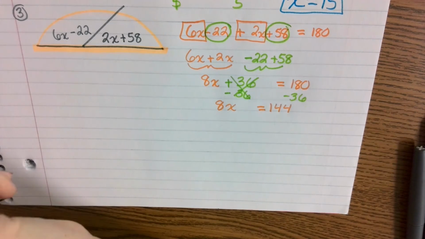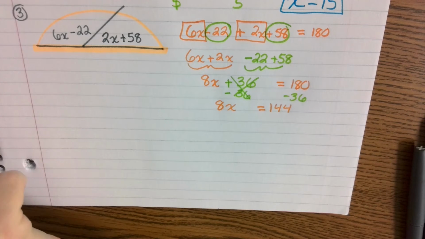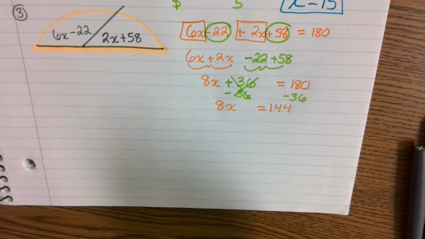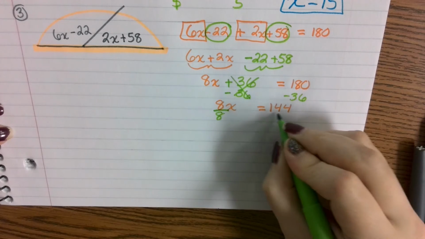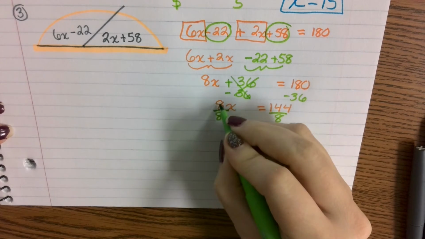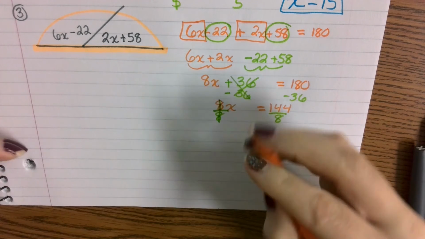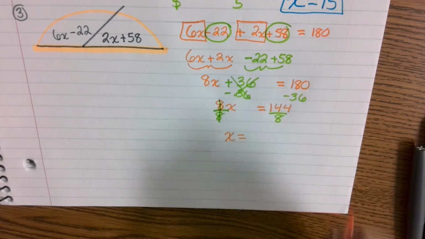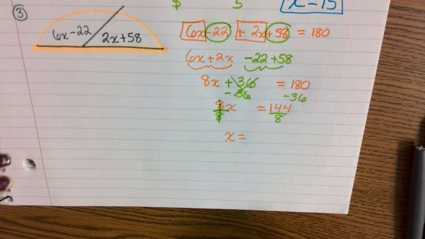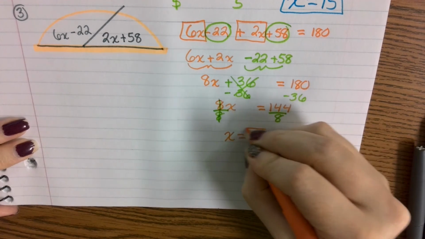144. Our last step, Bonnie, divide by 8. Okay, divide by 8. The 8s will simplify, and we're left now with x is equal to what? 18. Okay.